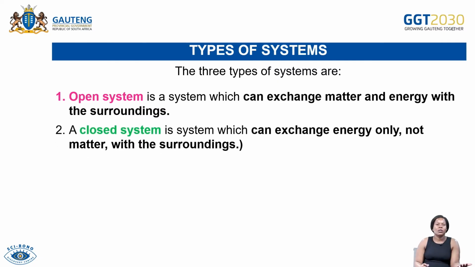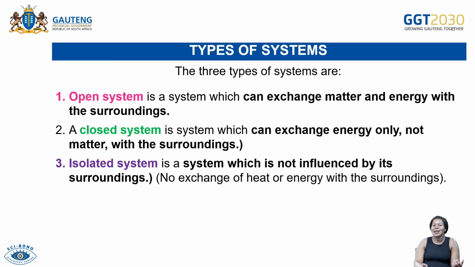All right. And then number two, a closed system is a system which can exchange energy only, not matter, with the surroundings. Same pot, same amount of water in there, it's boiling, however the lid has closed the pot. So that means the particles that make up that matter are unable to interact with the surroundings. However, there can be an exchange in what? In the energy. But the particles that make up the matter will not be able to interact with its surroundings.